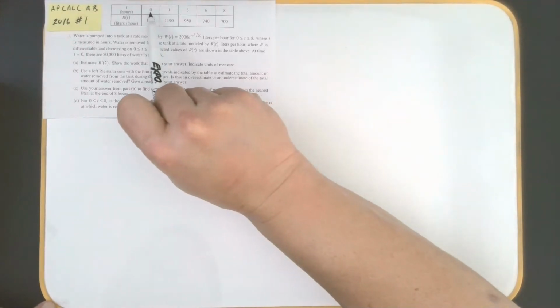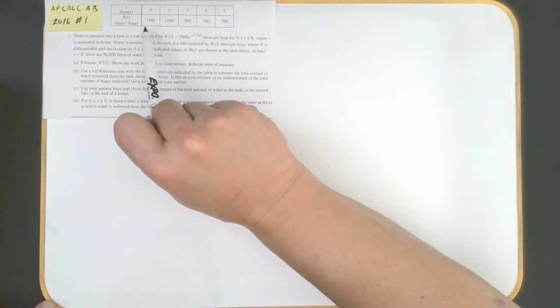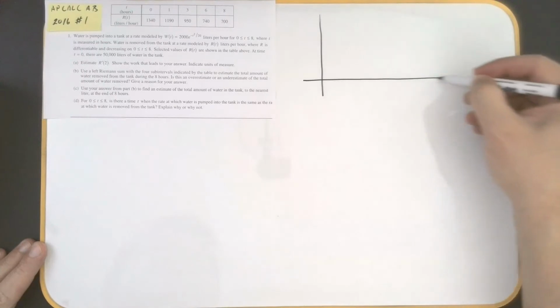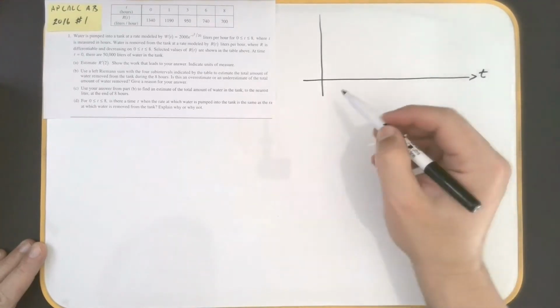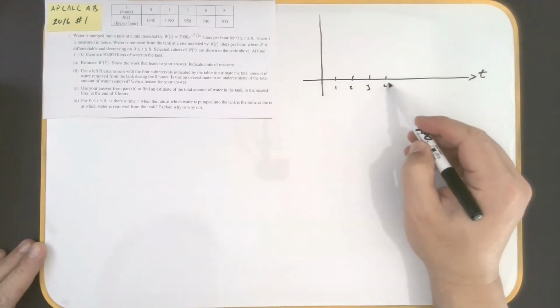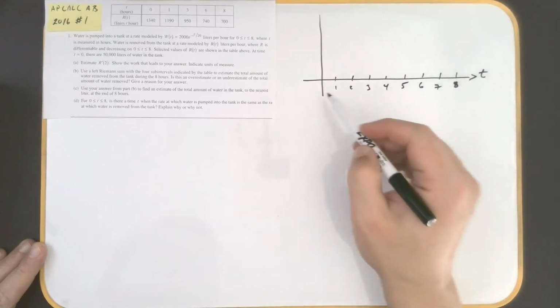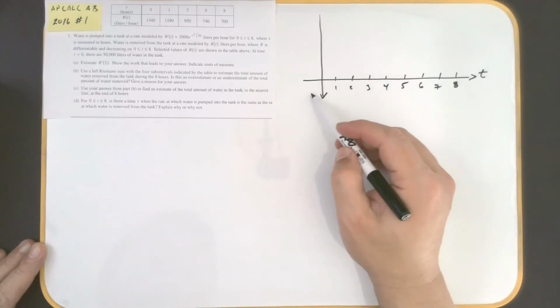So the first thing I like to do whenever I get a table of values question is make a graph just to see what's going on. This one's fairly simple. Our time here is 0 to 8, so our horizontal axis will be simple. And then our vertical axis, we're going to go from a low of 700 to a high of 1340. So I'm just going to make a little graph over here just to help me visualize what's going on. This is time, and I've got 1, 2, 3, 4, 5, 6, 7, and 8. So there are the hours.